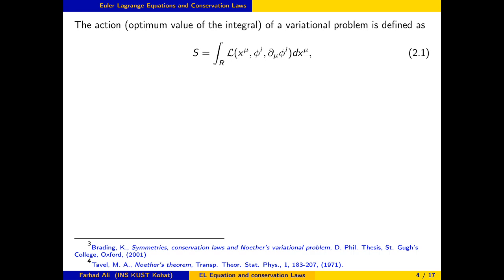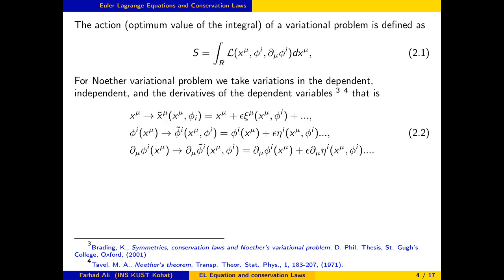The action is given in 2.1. It is a function of the dependent variable phi, the independent variable x, and the derivative of the dependent variable. Its optimal value is called action. It is integrated over the given region, over the given space or space-time. So we will take this action for the space-time coordinates.